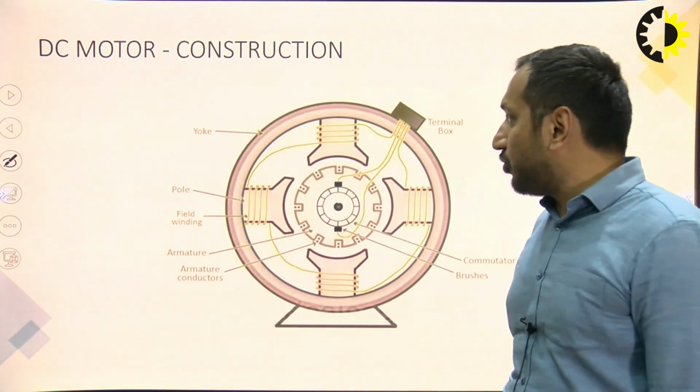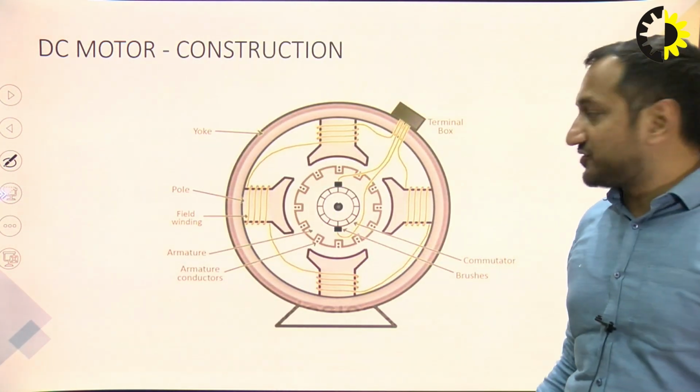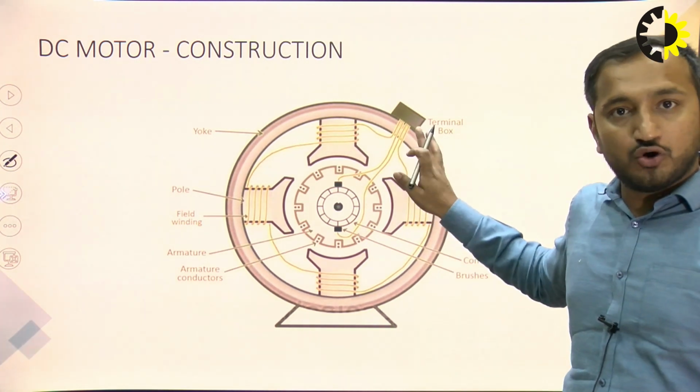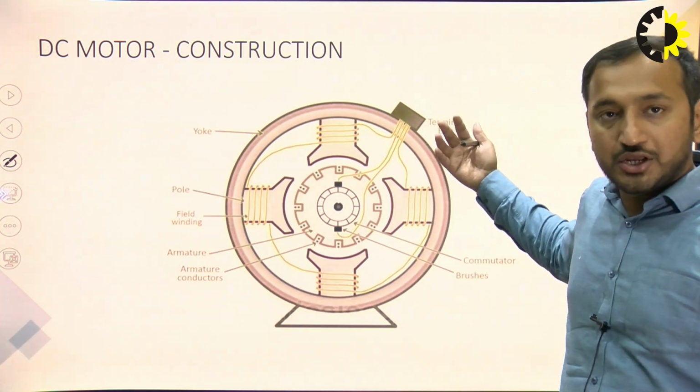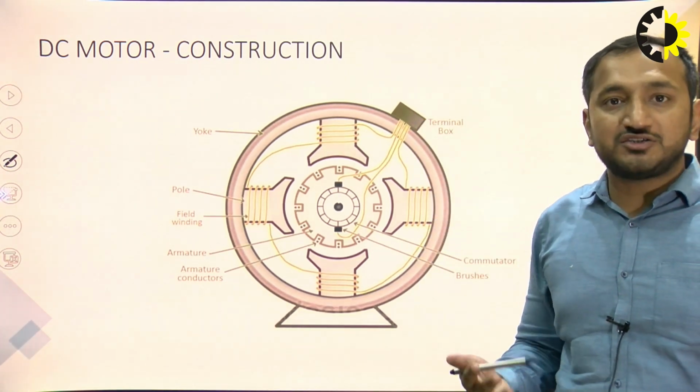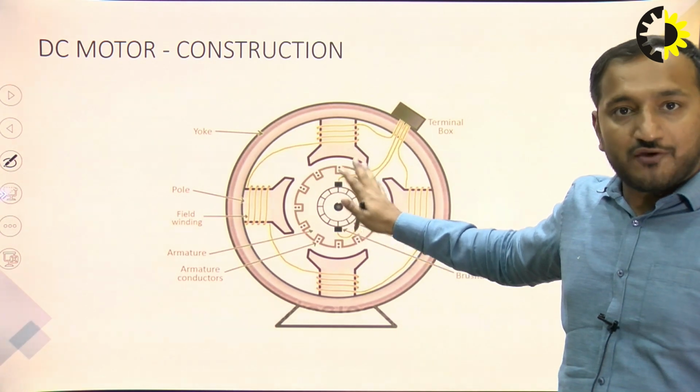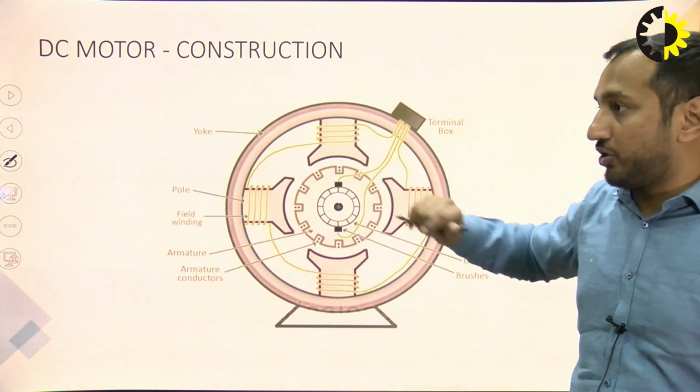So DC motor essentially looks like this. Now this is a front view of a DC motor. There are multiple diagrams of DC motor in the subsequent slides, so you will get more idea about what a DC motor is. But right now I want to show you what the parts of a DC motor are.